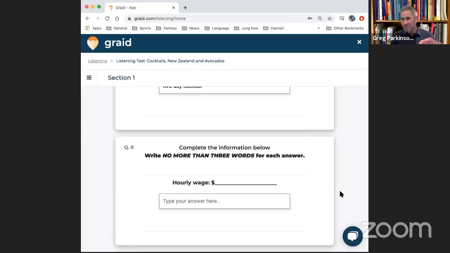Now, we've heard some information about that. So the manager said that usually waiters are paid $20, but that seems weird that that answer would be before. So maybe we're going to get some more information.